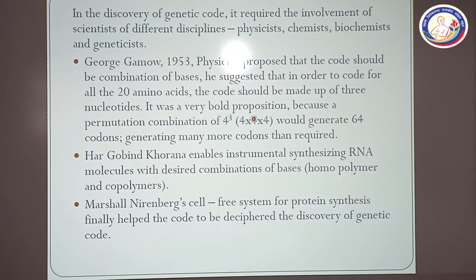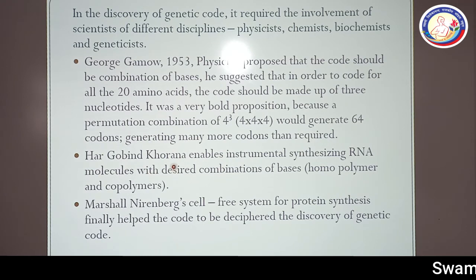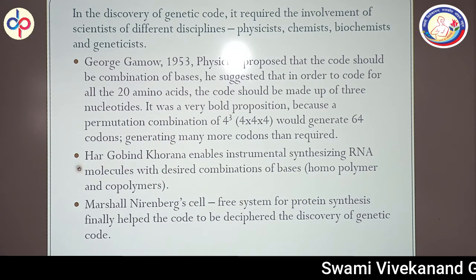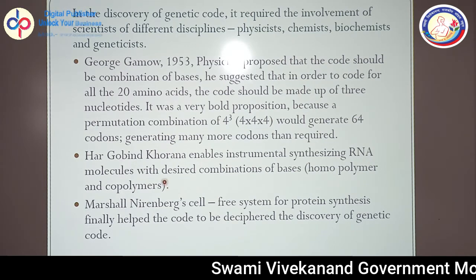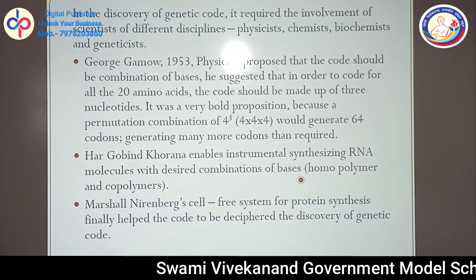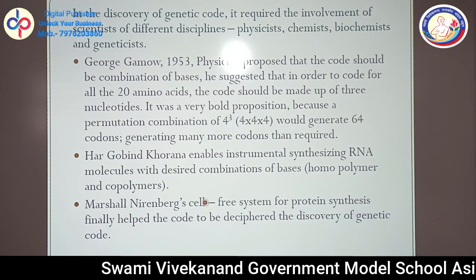It was a very bold proposition because a permutation combination of 4 to the power 3, 4 multiplied by 4 multiplied by 4, would generate 64 codons, generating many more codons than required. On the other hand, there was another scientist, H.G. Khorana. He was born in India and worked in the United States of America. H.G. Khorana was instrumental in synthesizing RNA molecules with desired combinations of bases, homopolymers and copolymers.